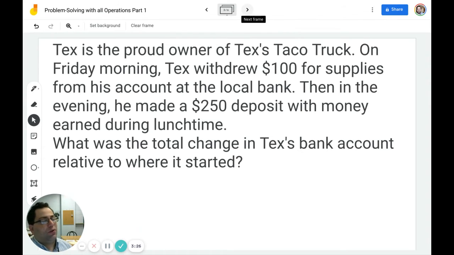There's a couple of things that I want to define for you. You might already know what they mean, but the first thing is withdrew. Withdrew means to take money out of your account. The next thing I would like to define for you is deposit. Deposit means that you're going to put money in. So let's start with the withdrawal. If Tex withdrew $100, that means my bank account is $100 lower. He then deposited $250, so that's positive.